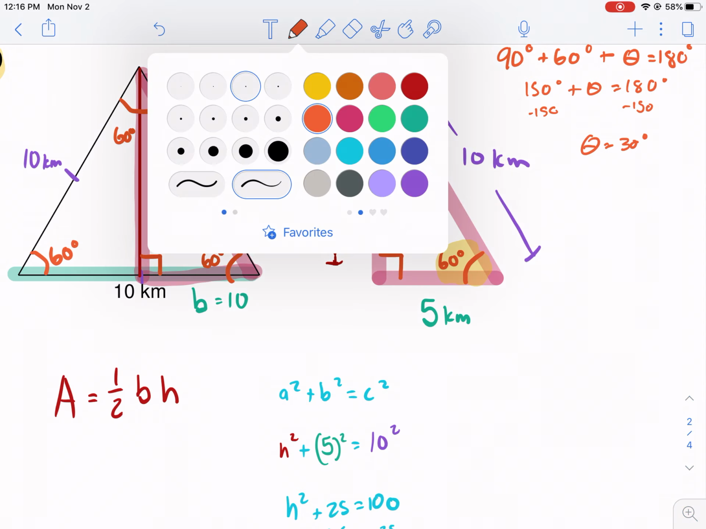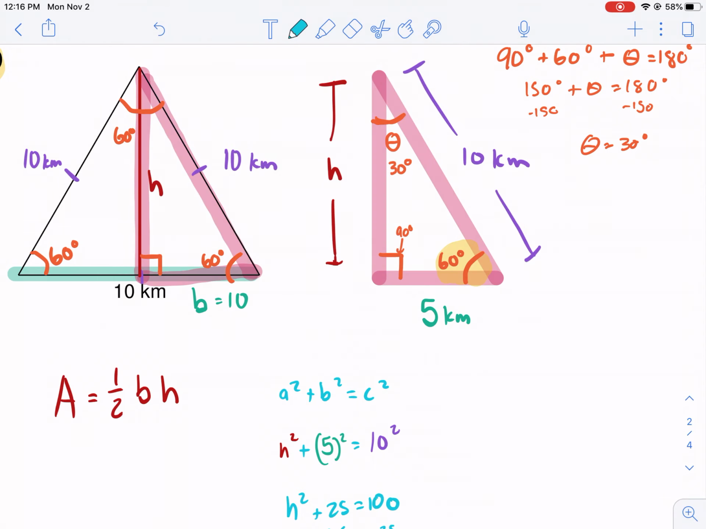What we need to do is label the sides. So if we want to make this our reference angle, this is our reference angle, very important, okay? This is going to be our reference angle. We need to label the sides. So this is the hypotenuse, this would be the opposite side, and this would be the adjacent side.